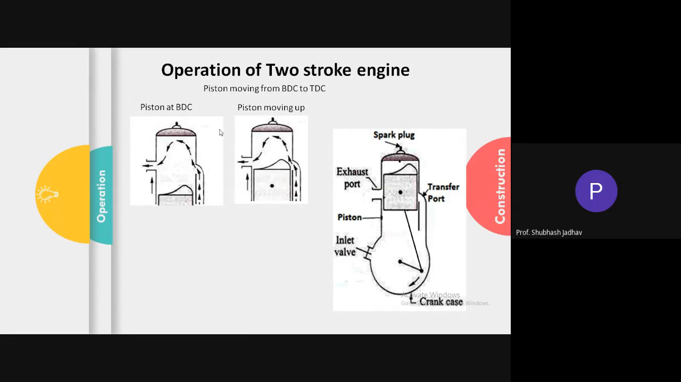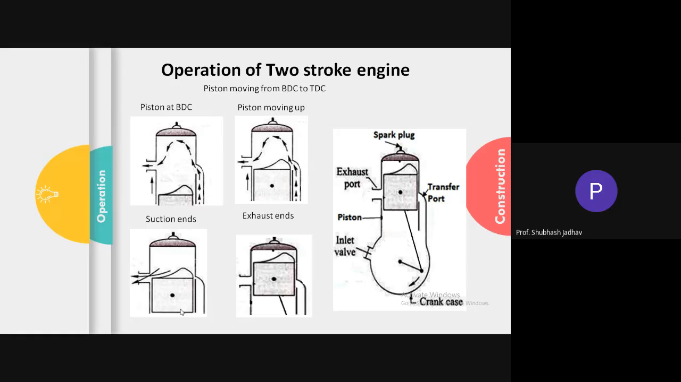The piston starts moving up. Until it reaches over here, this port is still open and therefore suction is going on. Whenever this point reaches over here, at that particular point your suction is going to stop. So suction ends when this has been closed, but still exhaust is going on. Only the suction has ended, exhaust has not ended. Now as it moves further and closes this particular port, exhaust also ends.